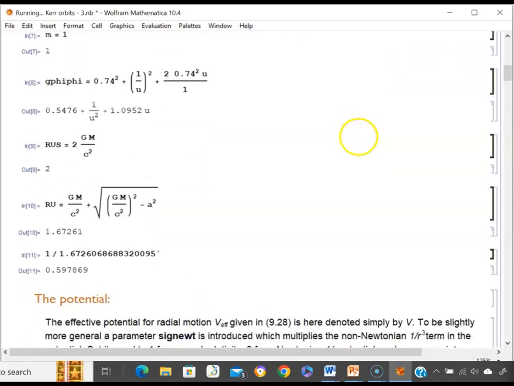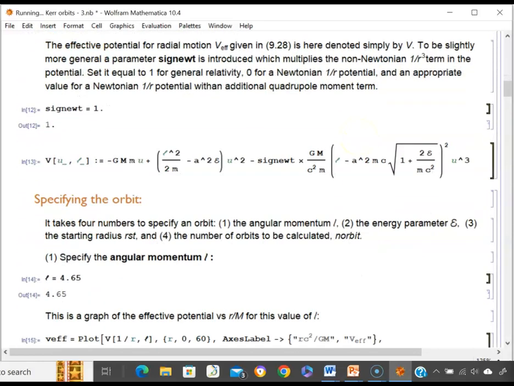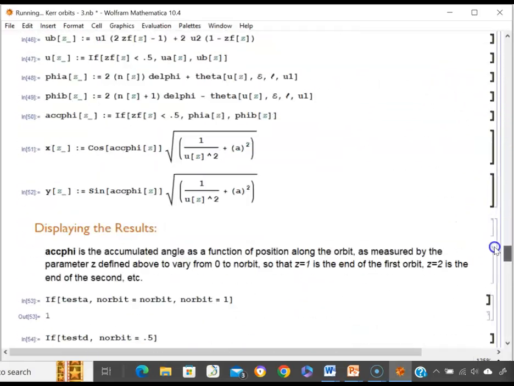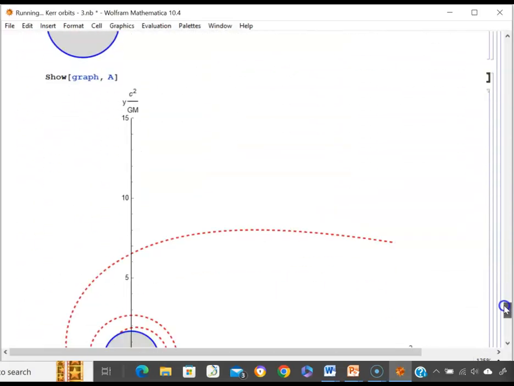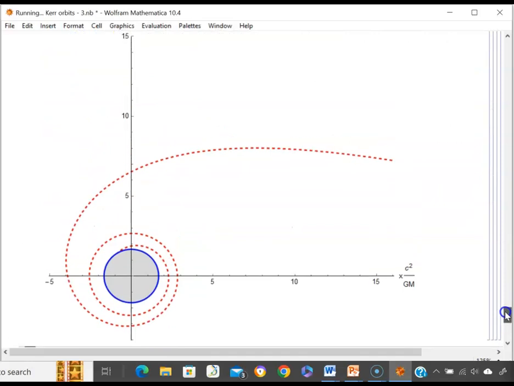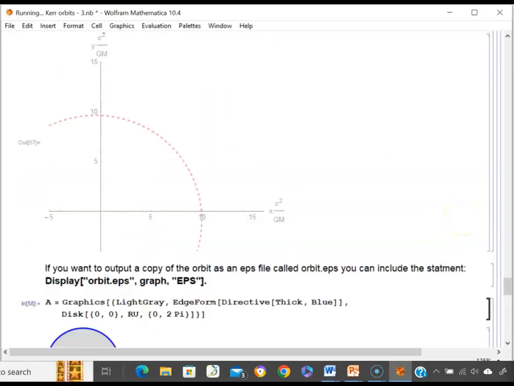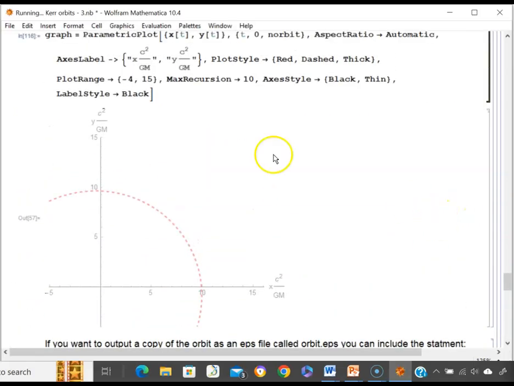Okay, now we can go down. I may have to evaluate again to make sure it gets the information. I don't know why it does that sometimes, but it can do. Okay, now the only thing I didn't change was the plot range. I should have done that before starting this video.